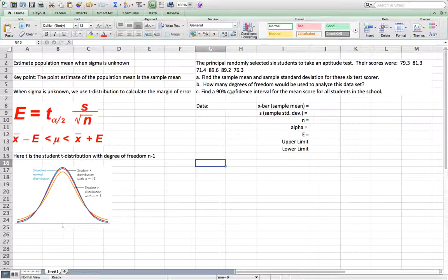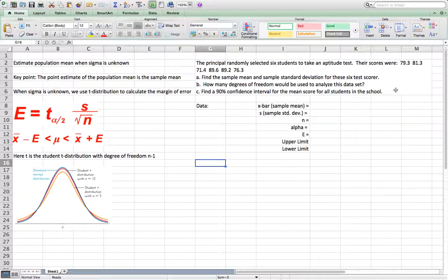So let's look at an example. The principal randomly selected 6 students to take an aptitude test. Their scores were 79.3, 81.3, 71.4, 89.6, 89.2, 76.3. First, find the sample mean and the sample standard deviation for these 6 test scores. Then answer how many degrees of freedom would be used to analyze this data set. Finally, find a 90% confidence interval for the mean score of all students in the school.